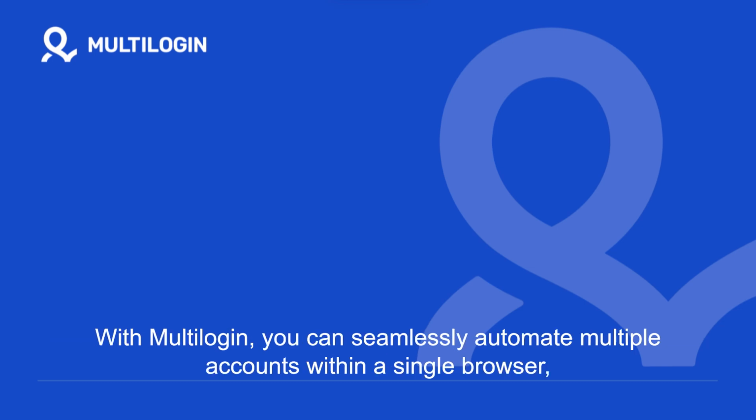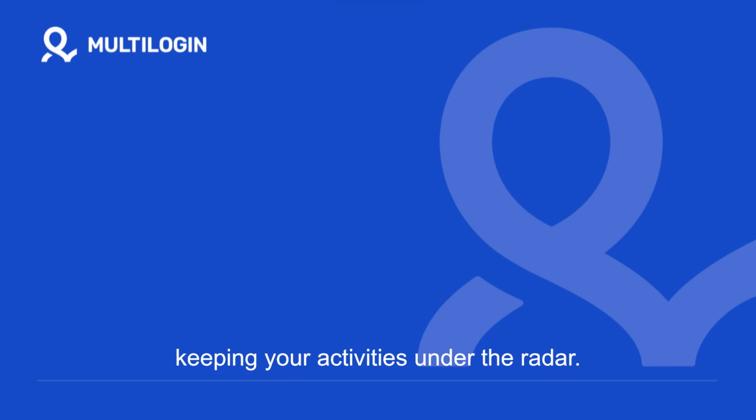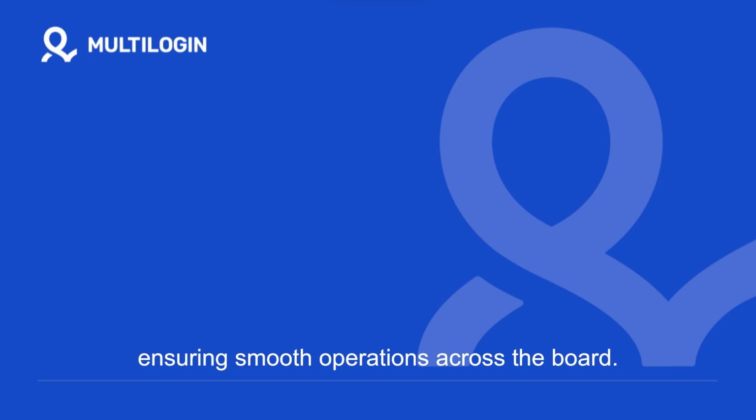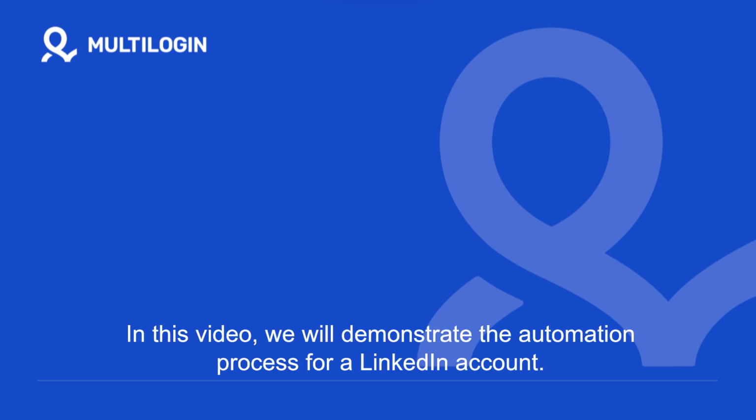With Multilogin, you can seamlessly automate multiple accounts within a single browser, keeping your activities under the radar. It also automates bypassing bots and captchas on platforms like Gmail, Facebook, and others, ensuring smooth operations across the board. In this video, we will demonstrate the automation process for a LinkedIn account.